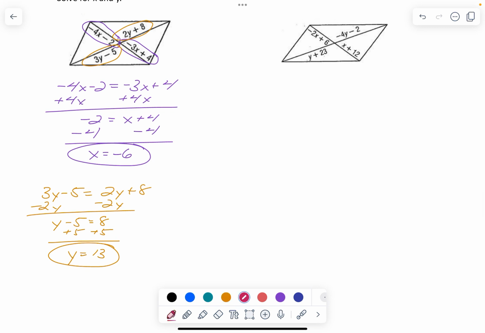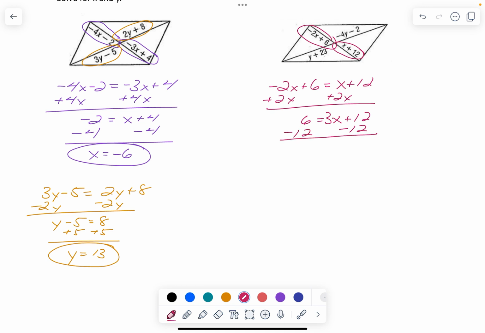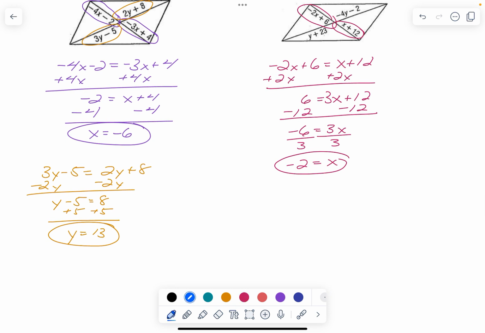And finally, we've got these two x parts are congruent because that diagonal is bisected, cut in half. And I'm going to solve it now. 6 equals 3x plus 12. Negative 6 equals 3x. Negative 2 equals x.